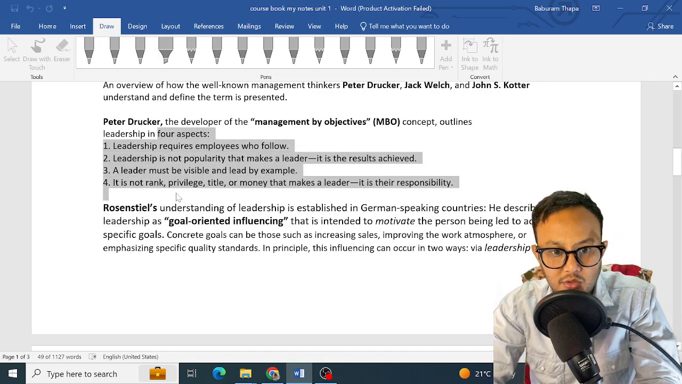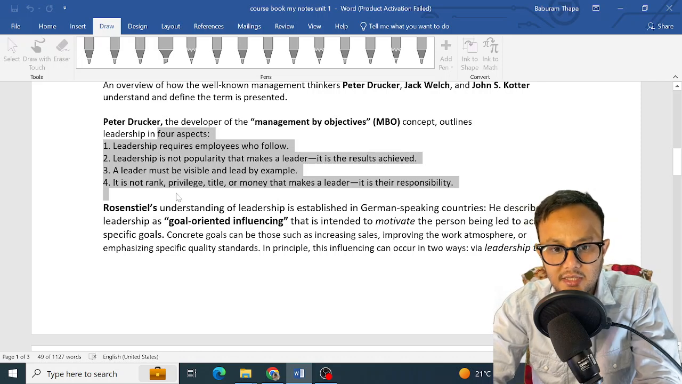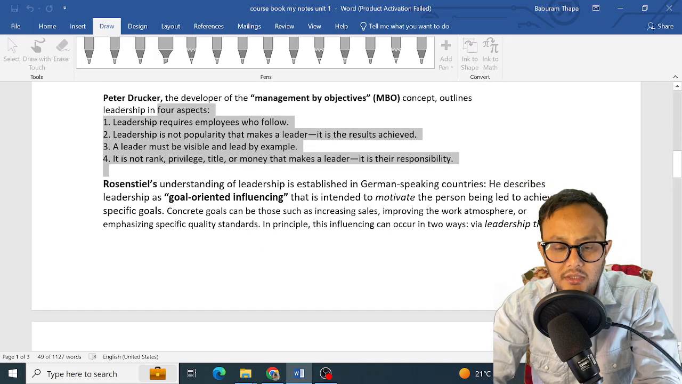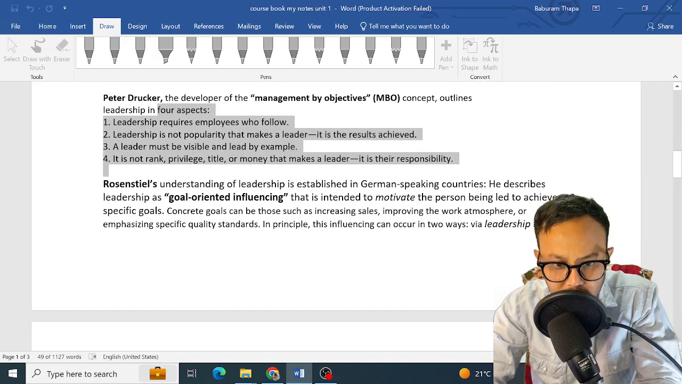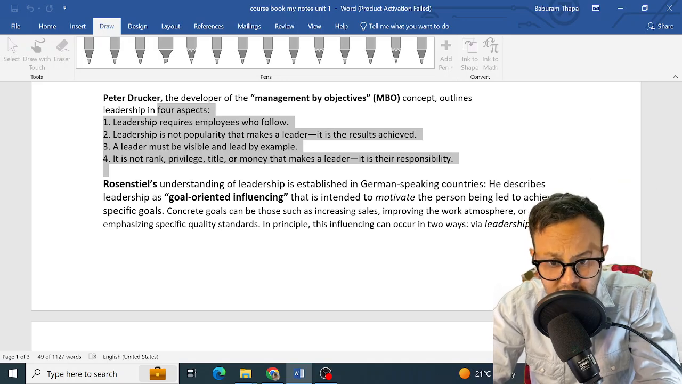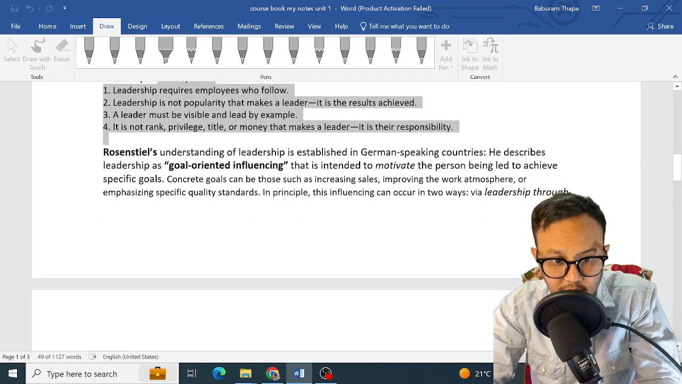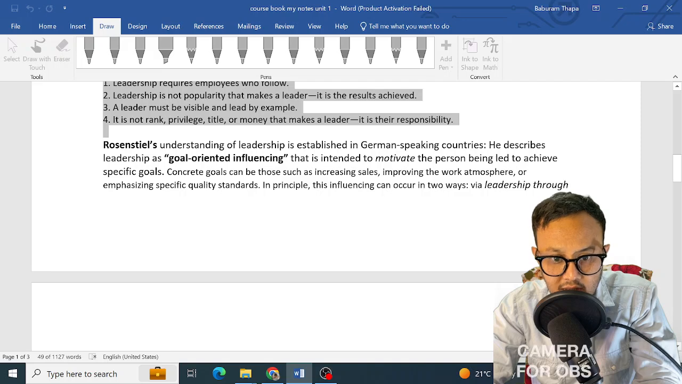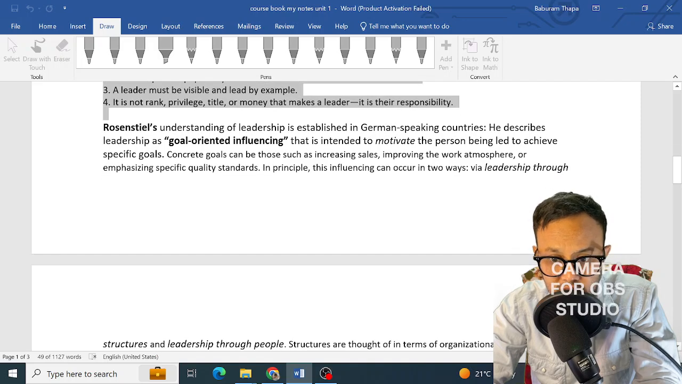Leadership requires employees who follow. It is not popularity that makes a leader, but the results achieved. So what results have you achieved? A leader must be visible and lead by example. It's not rank, privilege, title or money that makes a leader. It is responsibility.